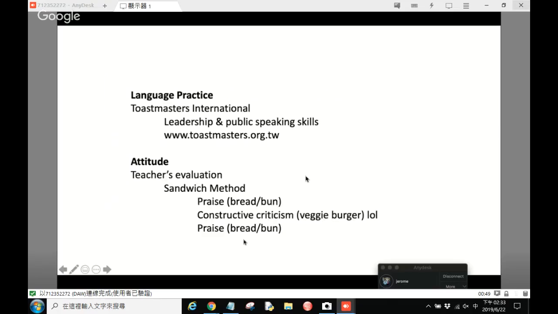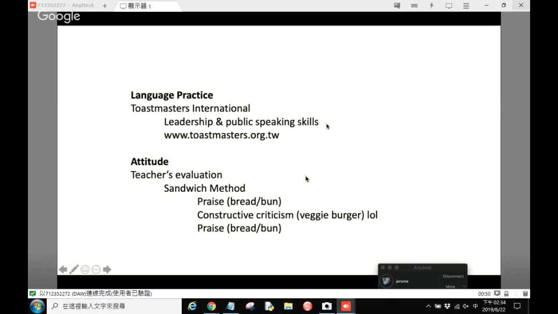There's a nice organization called Toastmasters International. Perhaps some of you know about it. I think some of the English teachers have probably heard about it or even joined it before. But this is quite a nice club. It started off in America probably 90 or 100 years ago, actually. And it's spread all over the world now. Taiwan is a really big booster of this. There are a lot of Taiwanese clubs, a lot of strong clubs, especially in Kaohsiung. And the point of it is to practice your leadership skills and your public speaking skills.